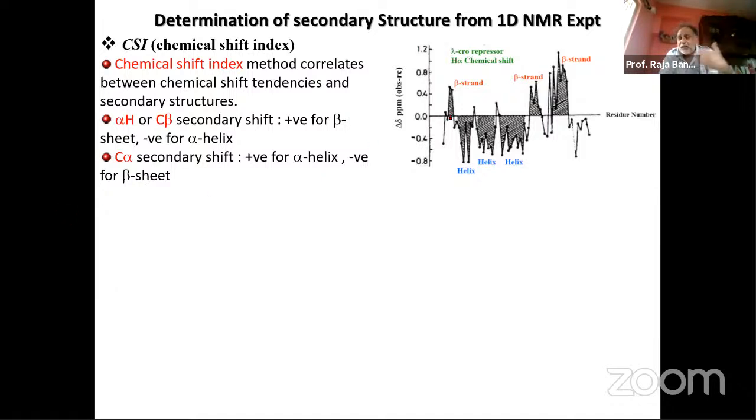And with respect to your random coil, if it is downfield, then you find that it is beta strand. That means positive values. But if you find it upfield, that means it's a negative value with respect to random coil, and you call it a secondary structure helix. So chemical shift is an important signature through which you can measure the secondary structure.